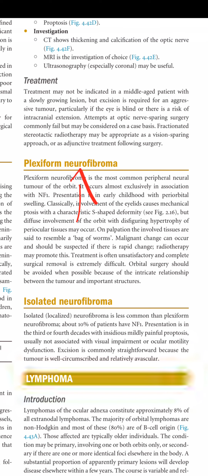Malignant changes can occur and should be suspected if there is a rapid change. Radiotherapy may promote this. Treatment is often unsatisfactory and complete surgical removal is difficult. Orbital surgery should be avoided when possible because of the intrinsic relation between the tumor and the important structures. So, basically, you tend to observe this, because the surgery is quite tricky in this case.